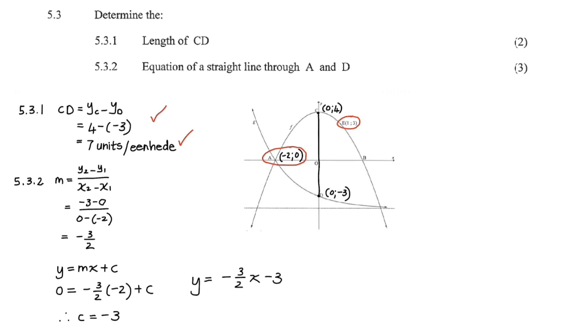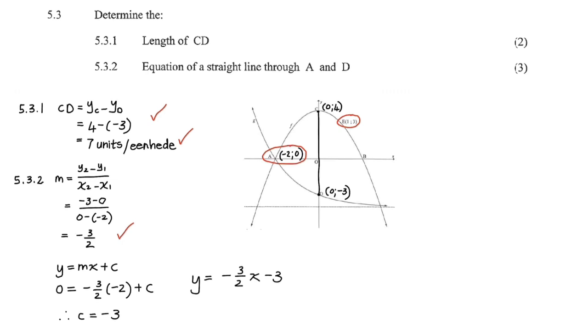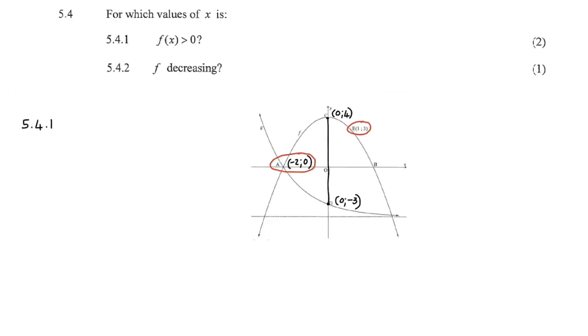Now let's take a look at the mark allocation. You will get 1 mark for calculating the gradient m correctly. You will get 1 mark for the correct substitution into the line equation. And then you will get 1 mark for writing the correct equation, y equals negative 3 over 2 x minus 3.